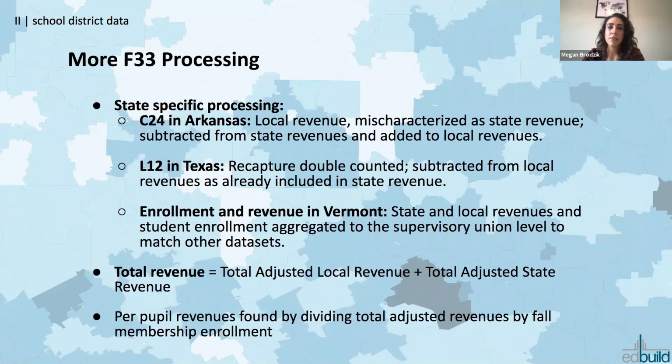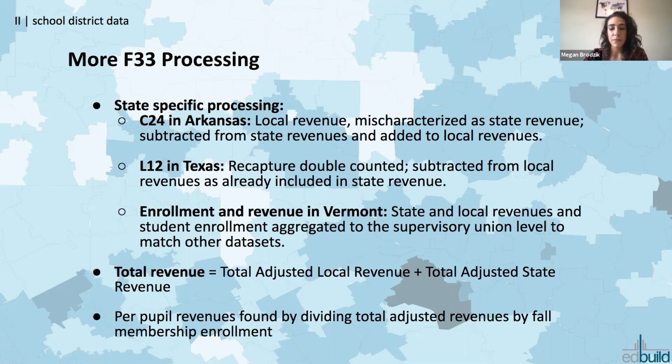And then we also do some state-specific processing. So in Arkansas, there's a variable called C24, which is mischaracterized as state revenue when it's actually local revenue. So we go ahead and subtract that from state and add it back to local. In Texas, recapture, which is the process of property wealthy districts sending some of their local tax revenue up to the state for redistribution, is characterized by the variable L12. And so in order to avoid any double counting in that redistribution, we subtract local revenues because they've already been included in the state share for those districts.